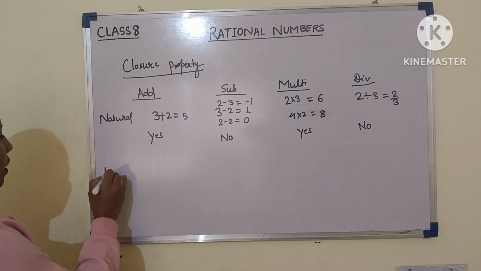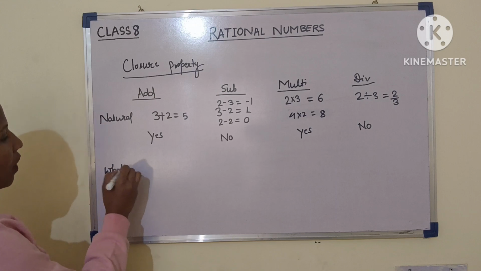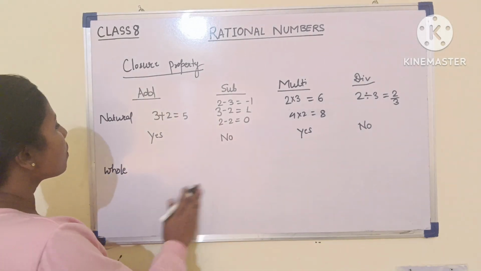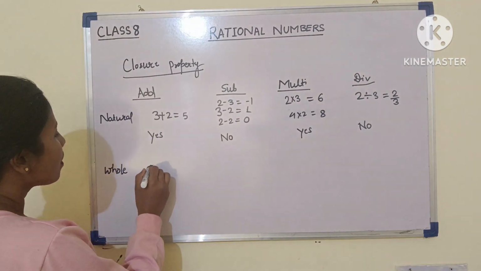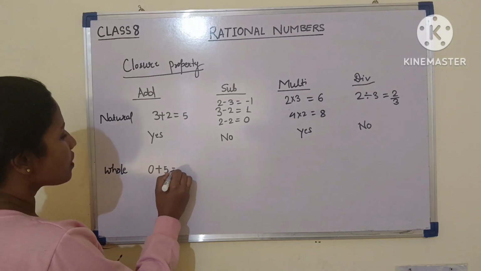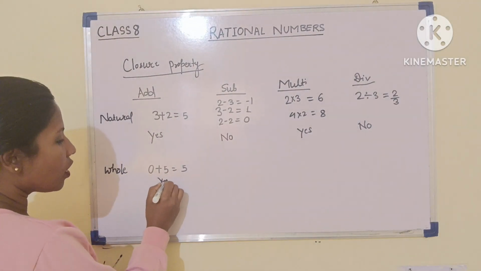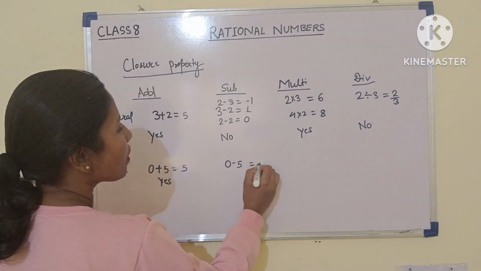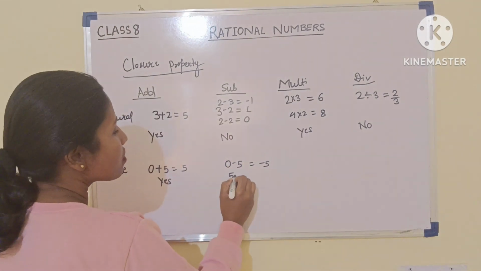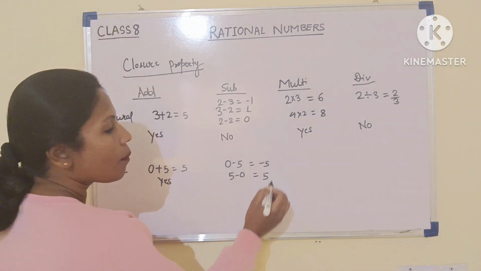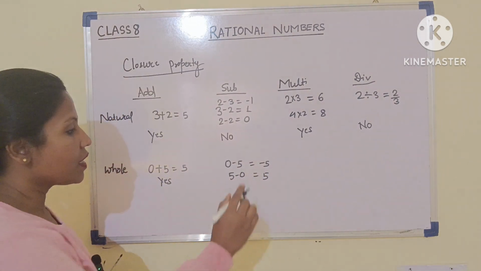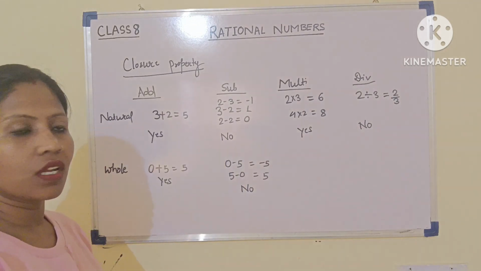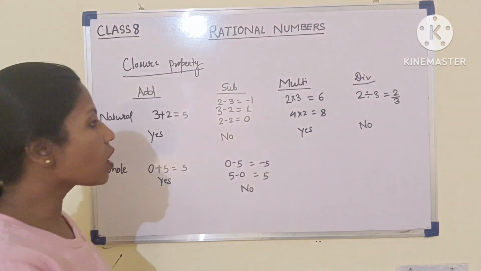Let's take whole numbers now. A whole number is a natural number only, the only thing is we have included 0 in this family. Suppose we are adding 0 plus 5. It's 5, right? So it's again a whole number. Let's take subtraction. 0 minus 5 gives minus 5. 5 minus 0 gives 5. So minus 5 is not a whole number. It's an integer. So this property is not followed by subtraction if the number is a whole number.